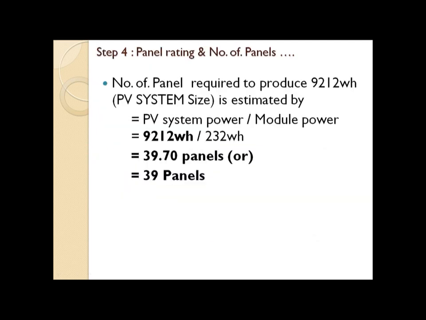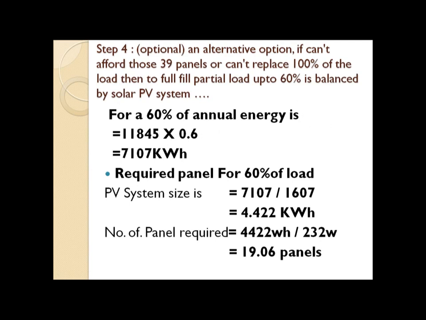Through this data, you calculate the number of panels. The basic formula is PV system power divided by model power. The PV system power is 9212 watt hour, calculated previously in the system size step 3. The 232 watt hour is the specification from the manufacturer. So you divide that, and you get approximately 39 panels. This is the way to calculate the panels for a system capacity of 9212 watt hour, unless this is an optional case.